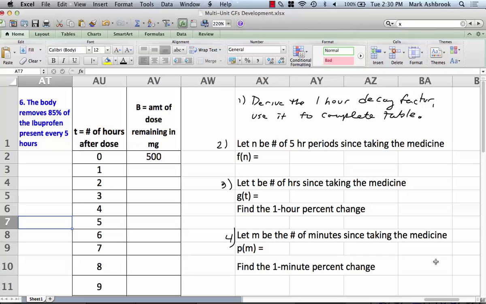I want you to actually derive it from scratch, the way we did it in the last example. Find that 1-hour decay factor. We'll call it B. So call it B to start, and then derive it using this reasoning that we used before.